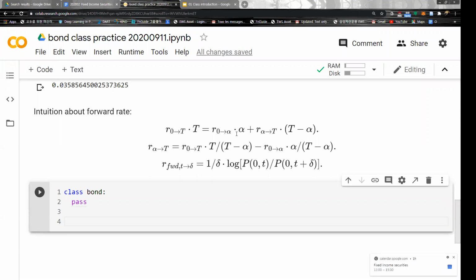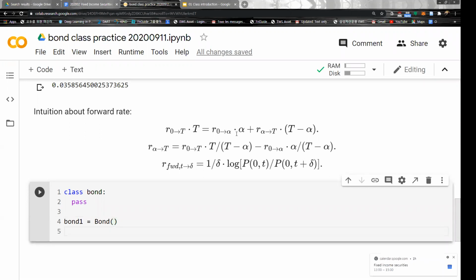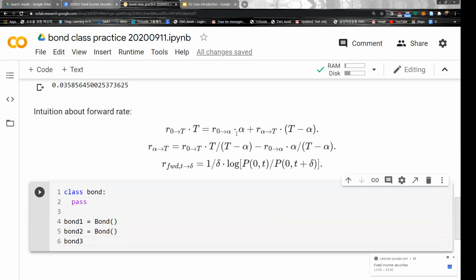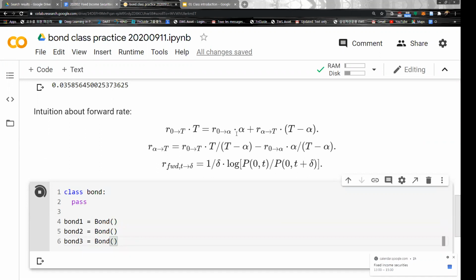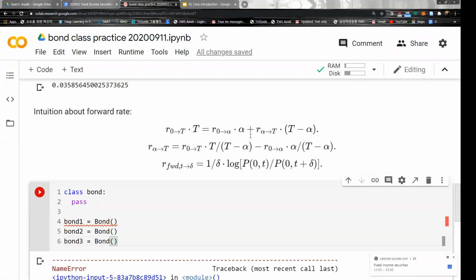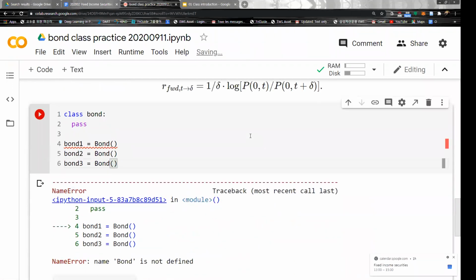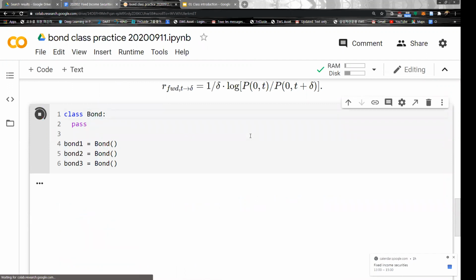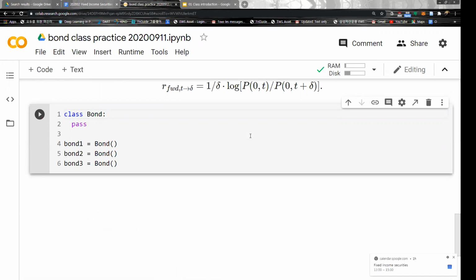And we have 3 bonds, right? So bond 1 equals Bond, which assigns memory in the class. So they are called instances. Bond 2 assigns memory in the class. Bond 3 assigns memory in the class, right? What? Bond is not defined. Right, class Bond. Yeah, now okay, assign memory and let's make the code more efficient.